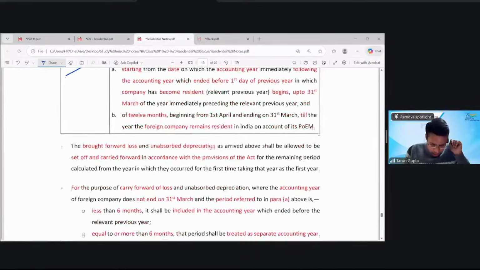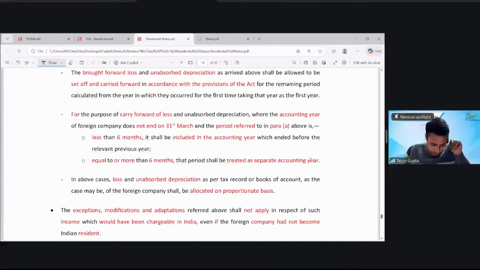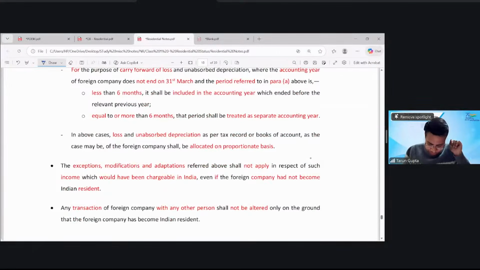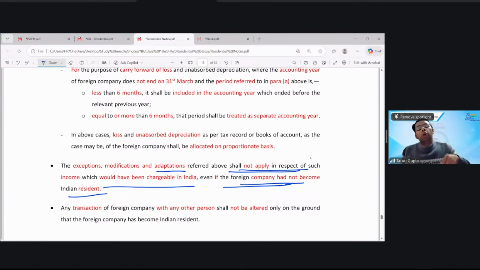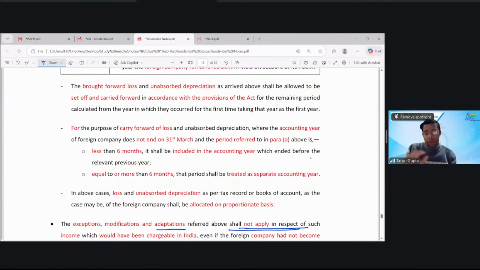One last concept and an important one. We have discussed all this. See, the exception, modification, adaptation referred above shall not apply in respect of such income which would have been chargeable in India even if the foreign company had not become an Indian resident. There might be an income which actually arises in India. It would be taxable whether or not the foreign company is resident. Even if the POEM is not in India, such income would still have been taxable in India. So all this modification is not applicable on such income.